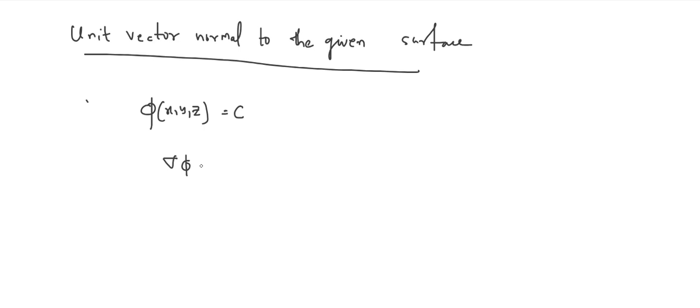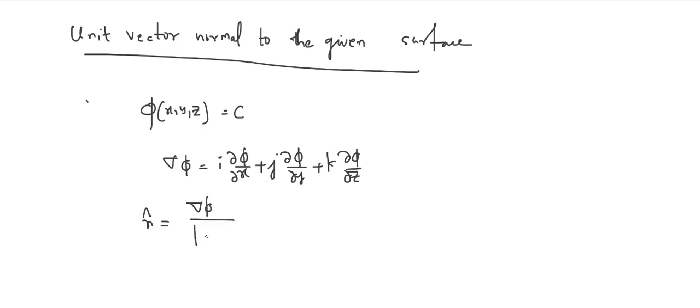You know what is the gradient of phi? It is i into dou phi by dou x plus j into dou phi by dou y plus k into dou phi by dou z, right? So we need to calculate the unit vector which is normal to the given surface. The unit vector which is normal to the given surface is denoted by n cap, that is given by the gradient of phi divided by its magnitude. Okay, so this is the formula.